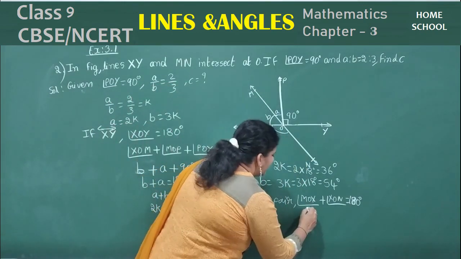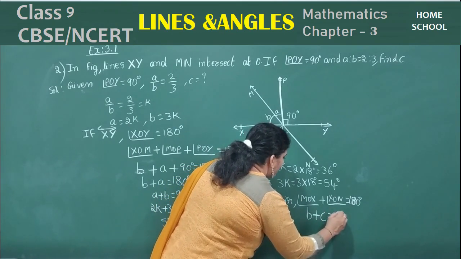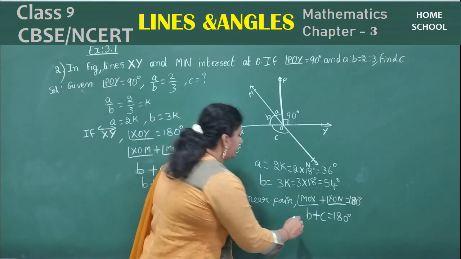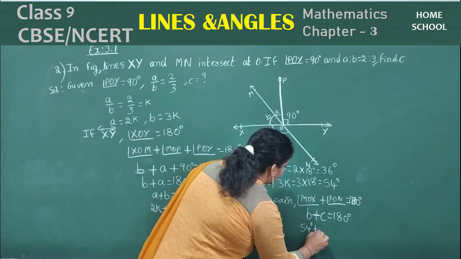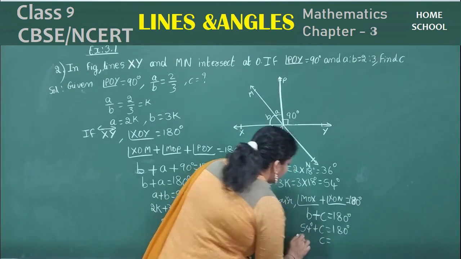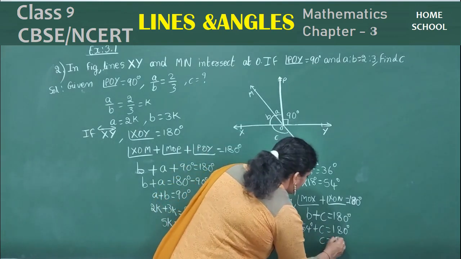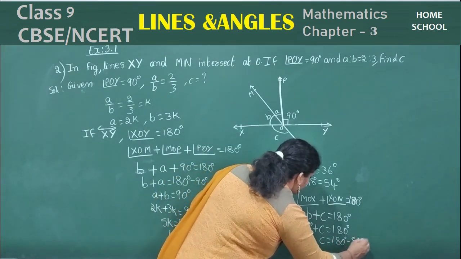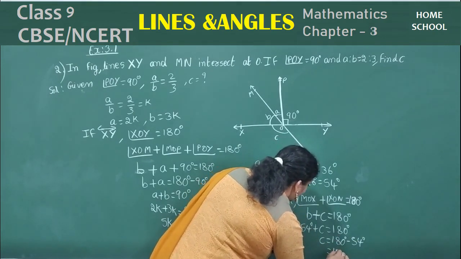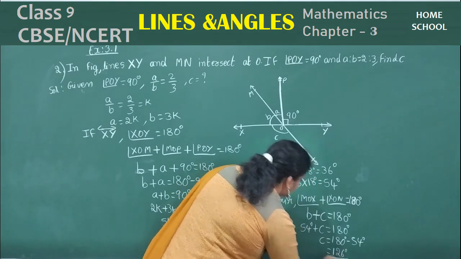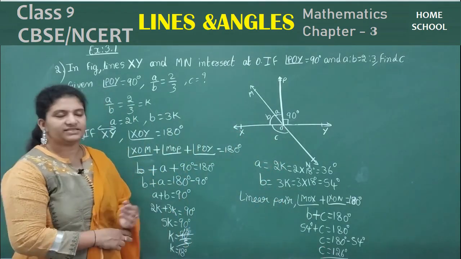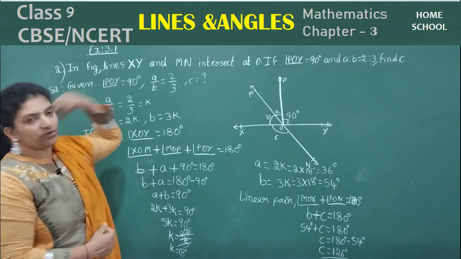So that means B plus C is equal to 180 degrees. We know B. What is B children? 54, right? 54 degree plus C is equal to 180 degree. Then C is equal to, send this 54 this side. 180 degree minus 54. So now subtract here, it will be 126 degree is your answer. So C is equal to 126 degree.